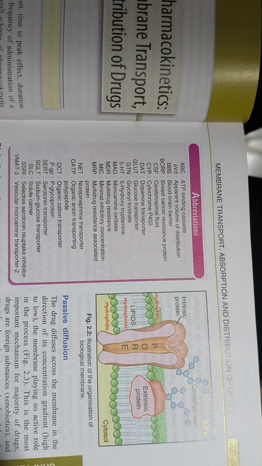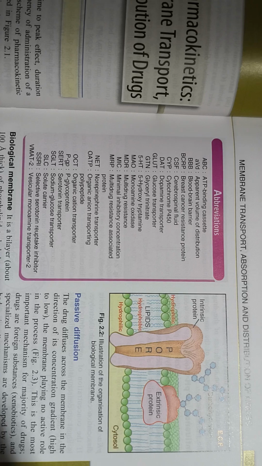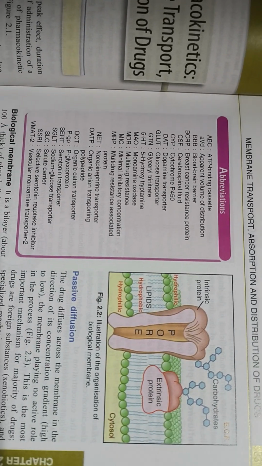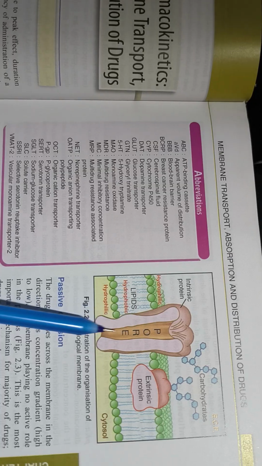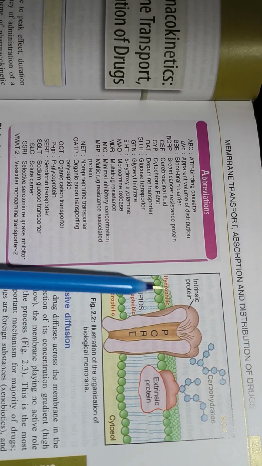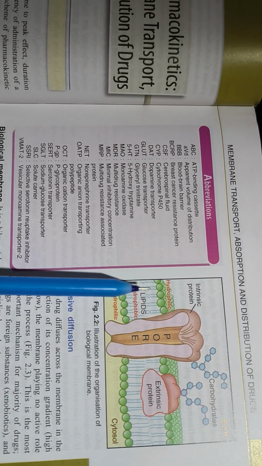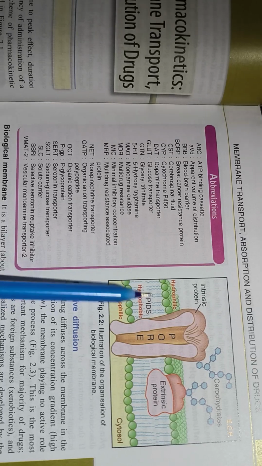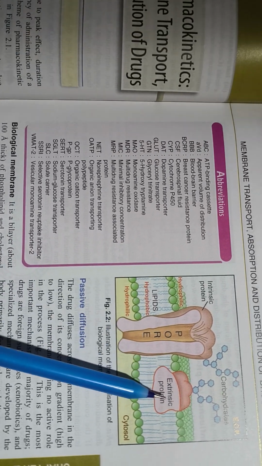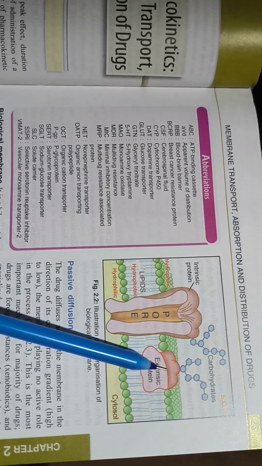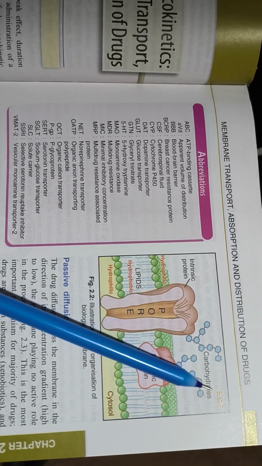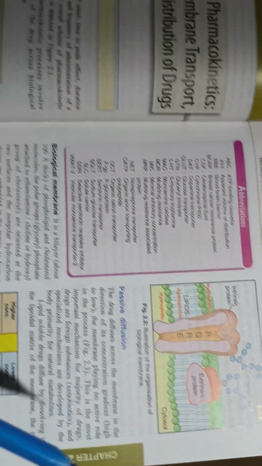So, here is the illustration of the organization of the biological membrane. This is the intrinsic protein, which has the pore; the hydrophilic and hydrophobic parts of the lipid, which is phospholipid; then the extrinsic protein and carbohydrate attached to the protein. This is the CSF side, this is the cytosol side.